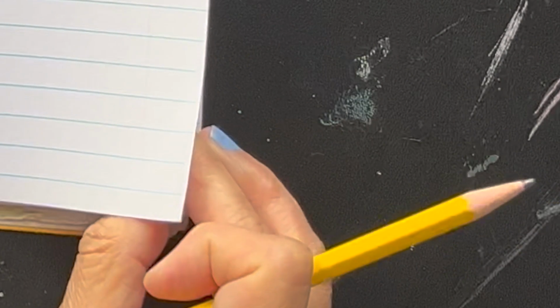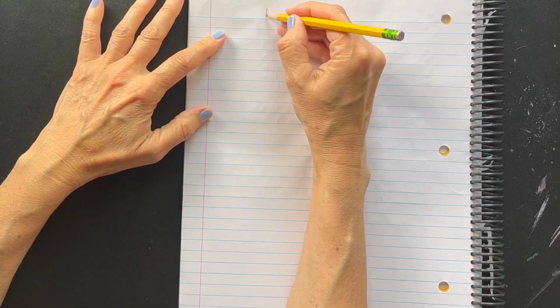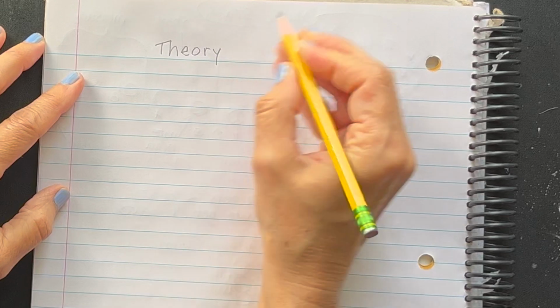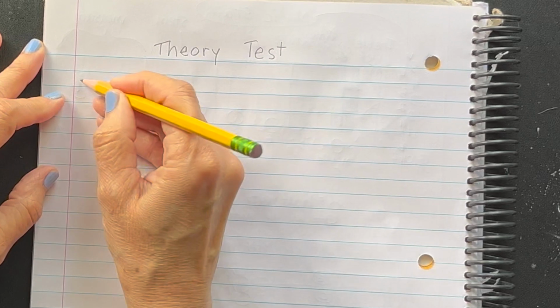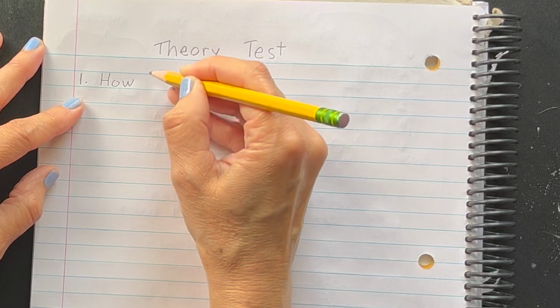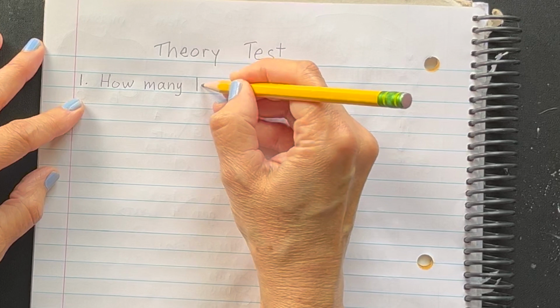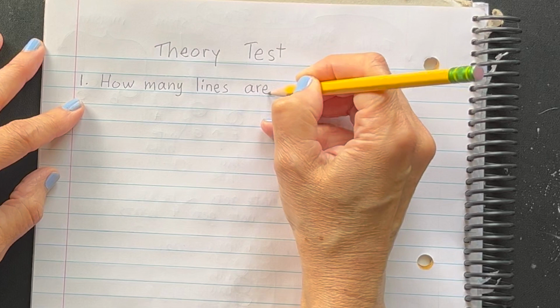Now we're going to write out the theory test. Turn your page over. And these are the questions for our theory test. Let's write the questions out together. Theory test. 1. How many lines are in the music staff?